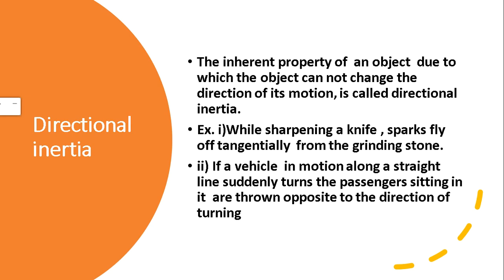Definition of directional inertia: the inherent property of an object due to which the object cannot change the direction of its motion is called directional inertia. For example, while sharpening a knife, sparks fly off tangentially from the grinding stone. Second example of directional inertia: if a vehicle in motion along a straight line suddenly turns, the passengers sitting in it are thrown opposite to the direction of the turning. So these are the examples of directional inertia.